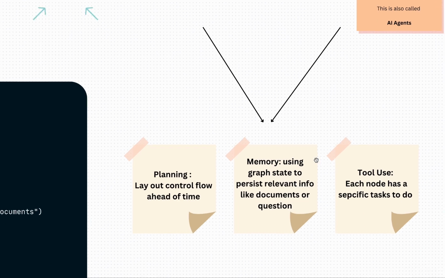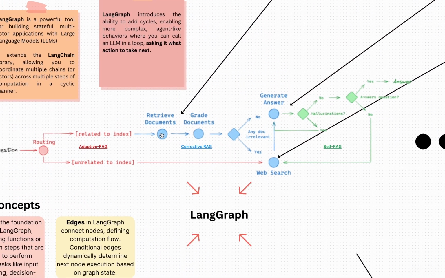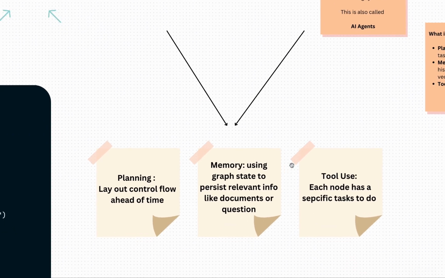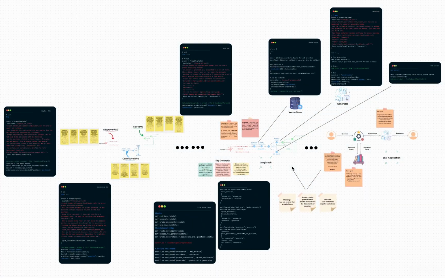So this is the planning. And then we have the memory, which uses the graph state to persist the relevant information like the documents and questions. And we have tools, and these tools are each node. Each node here, the retrieval, the grader, the web searcher, and the generator, are the nodes of our RAG. So these are the three concepts of an AI agent implemented in LangGraph. So here, as we can see now, we have three in one RAG.